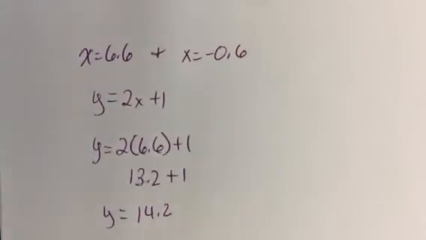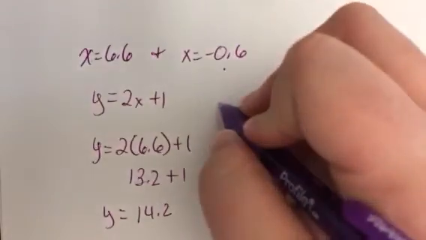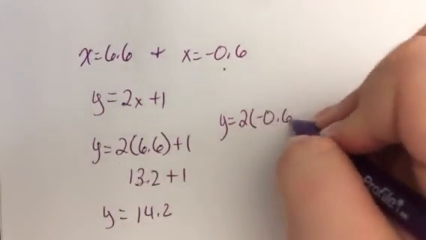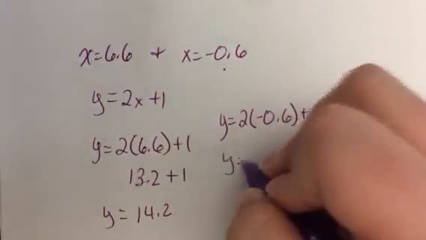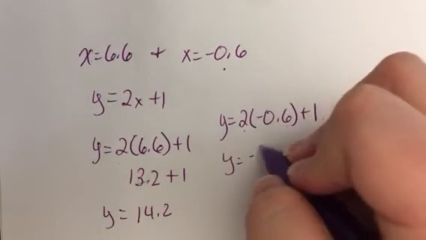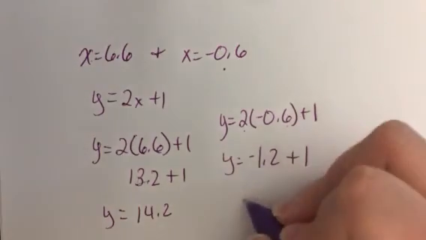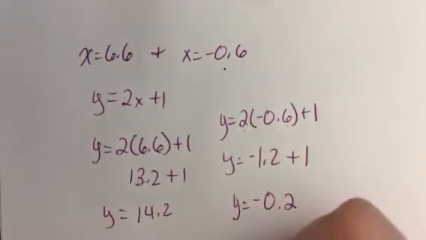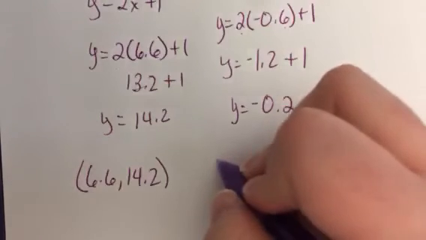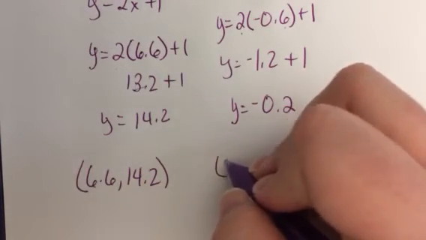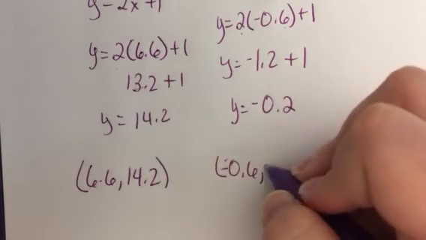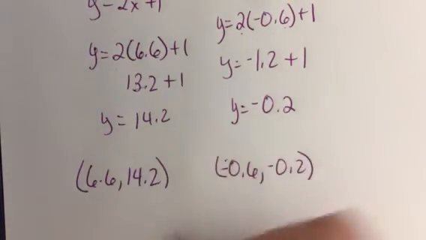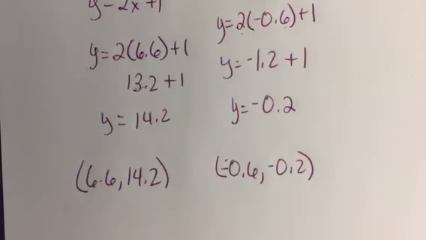Okay, now I'm going to do this again with my second x value. Y equals 2 times negative 0.6 plus 1. Y equals, multiply that by 2, I get negative 1.2 plus 1. Y equals negative 0.2. Okay, so my second point of intersection should be negative 0.6 comma negative 0.2. All right, so this is where those two equations, that line and that quadratic, intersect.